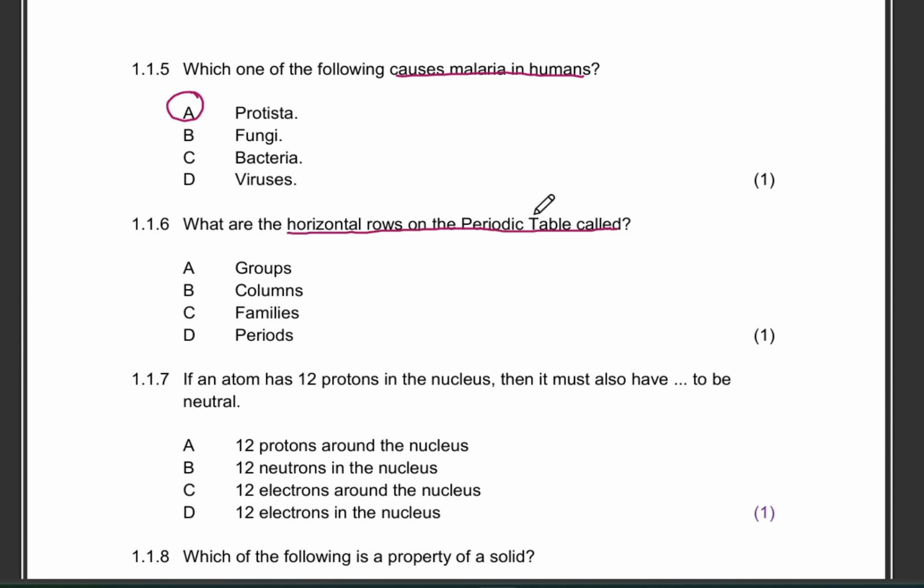Okay. What are the horizontal rows on the periodic table called? Are they called groups, columns, families, or periods? Horizontal, we're moving from left to right. They are called periods. Okay. Then vertical ones will be called groups.